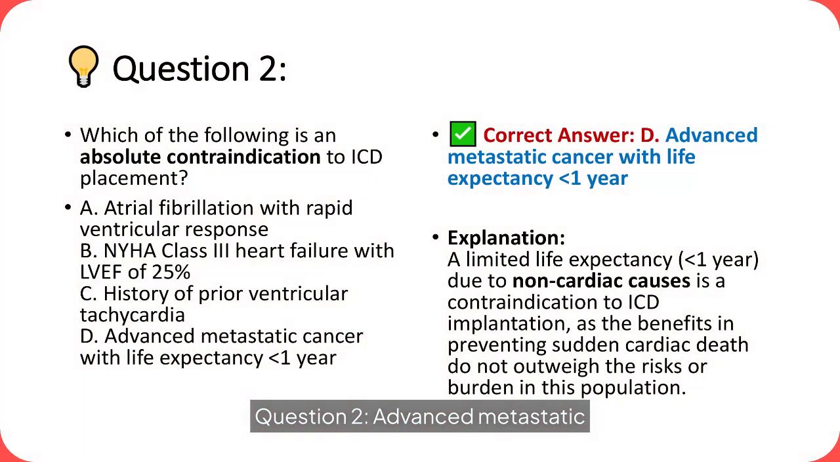Question 2. Advanced metastatic cancer with life expectancy under 1 year is an absolute contraindication for ICD placement. The benefits of preventing sudden cardiac death do not outweigh the risks in this population.